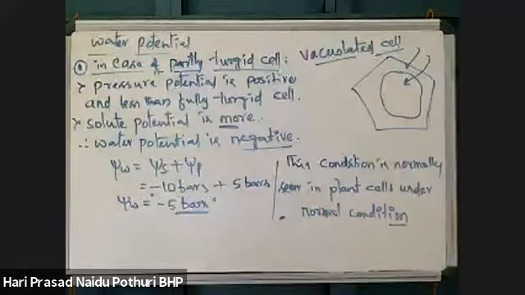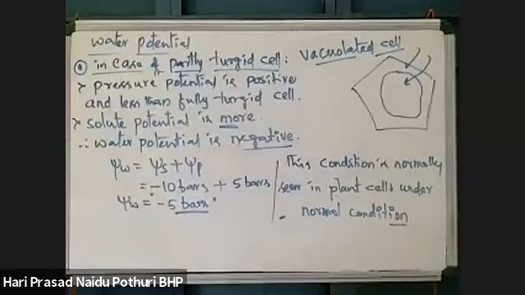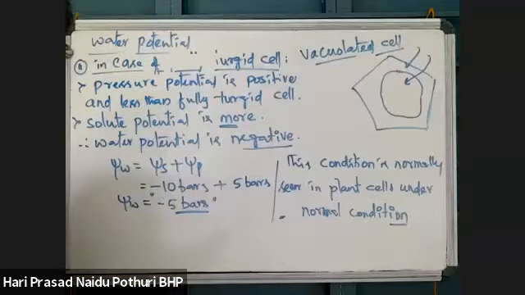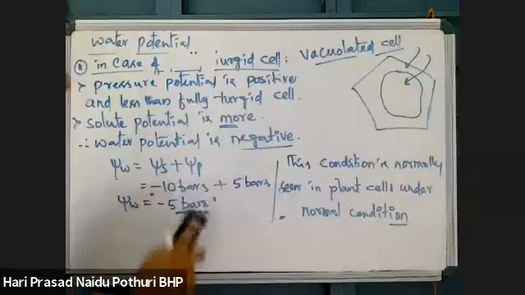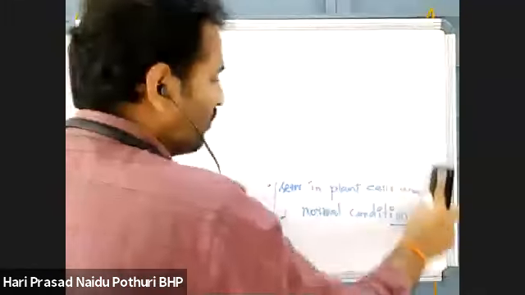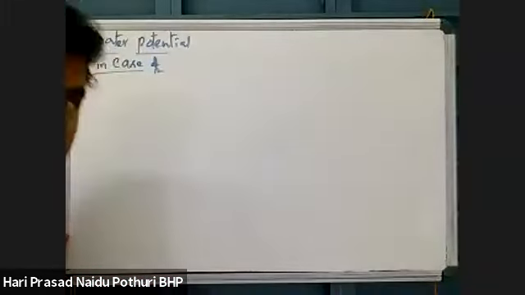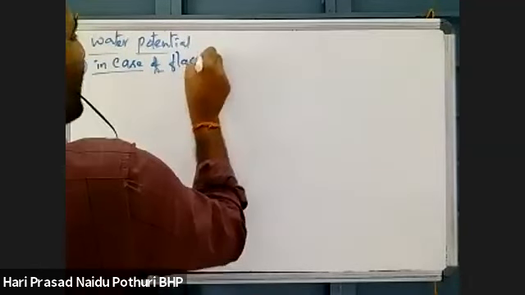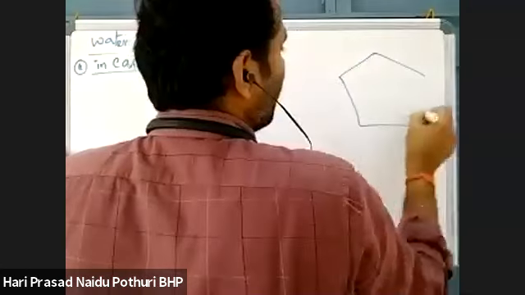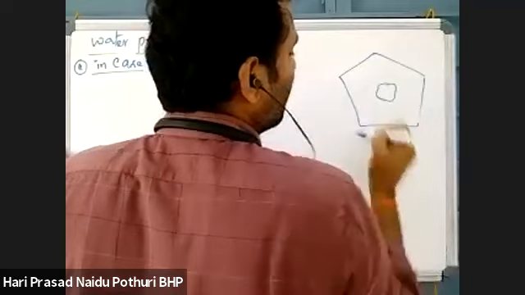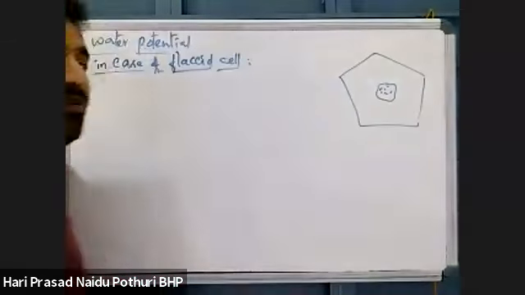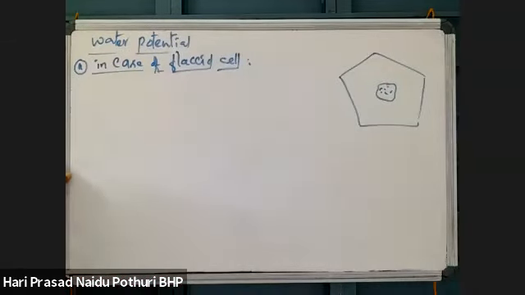Then one more cell we'll see. In case of a flaccid cell, flaccid means there is no water, constricted. In case of a flaccid cell, the cell is there, but there is less availability of water. Due to very less availability, protoplasm, plasma membrane is constricted. Water is very less in this condition.